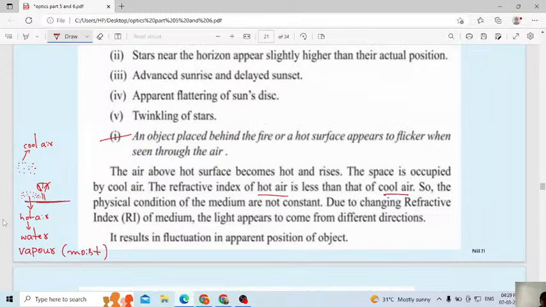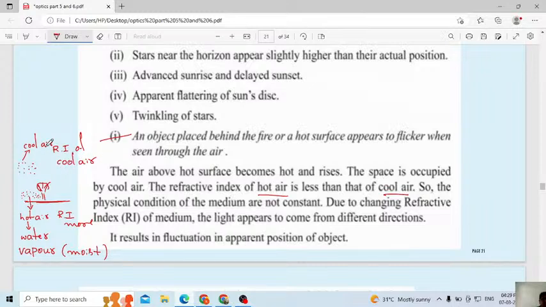Without moisture it will form hot air. Then the hot air will move up towards the cool air. The refractive index of hot air is less than the refractive index of cool air. Here the refractive index of cool air will be more compared to the refractive index of hot air.